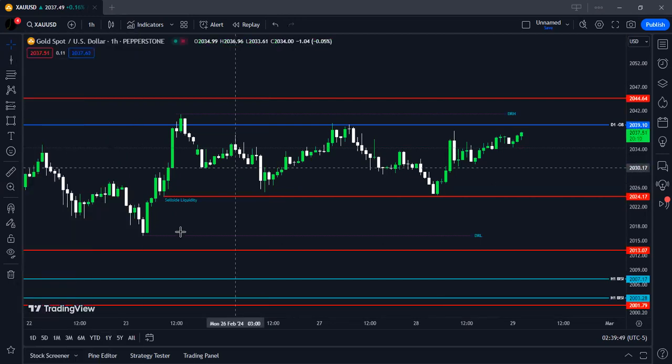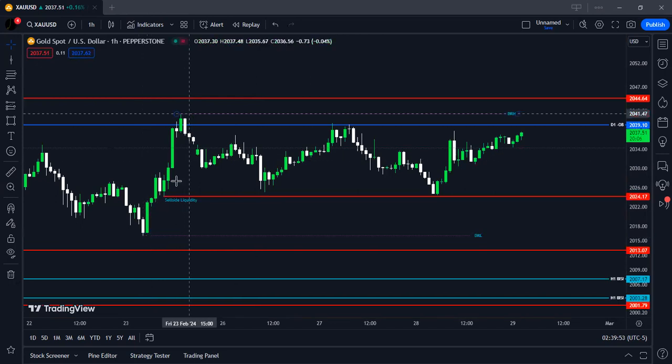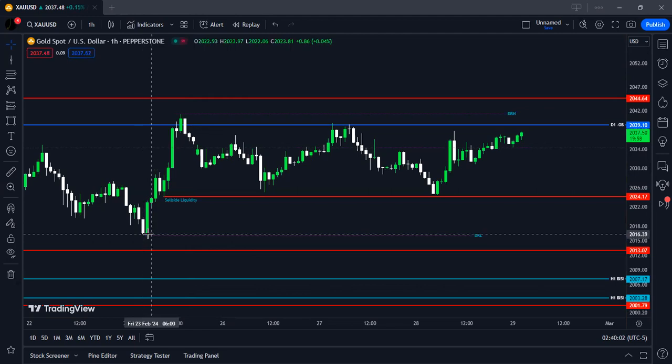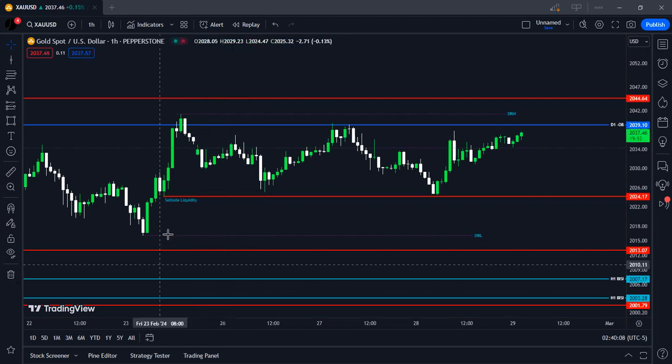So within this dealing range, this bullish dealing range, we are bullish overall. Although we have a bearish order block, we have not broken below this dealing range. So unless we break below this dealing range, I'm still bullish. So dealing range low, dealing range high, a bullish dealing range. Okay. So this is market structure.